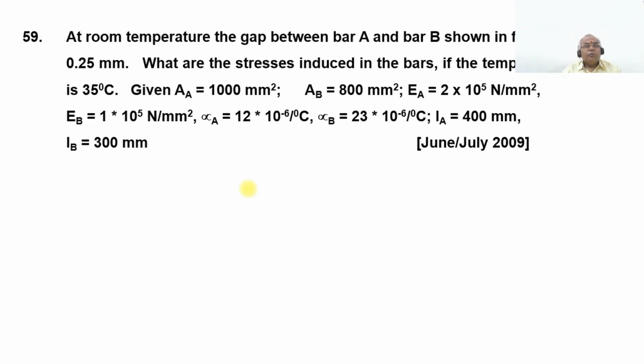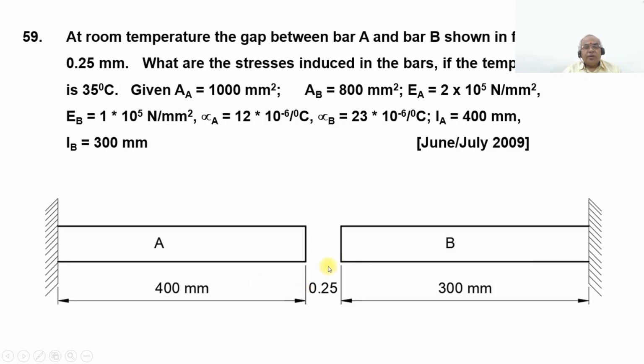Now, we're going to take up one more problem. Problem number 59 reads: at room temperature, the gap between bar A and B, shown in the figure, is 0.25 mm. What are the stresses induced in the bars? So, for bar A and bar B, what will be the stresses induced in the bars?